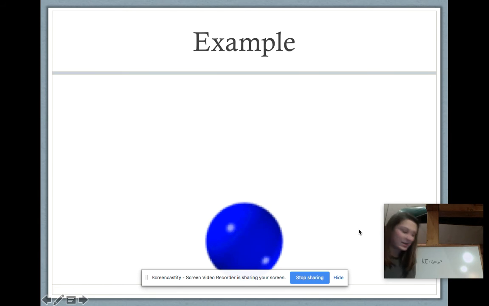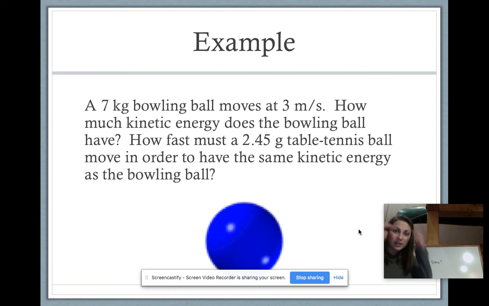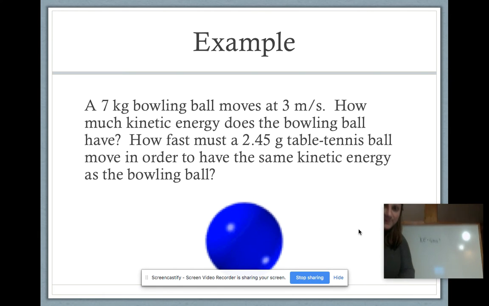So let's do an example. A 7-kilogram bowling ball moves at 3 meters per second. How much kinetic energy does the bowling ball have? In addition, how fast must a 2.45-gram table tennis ball move in order to have the same kinetic energy as the bowling ball?